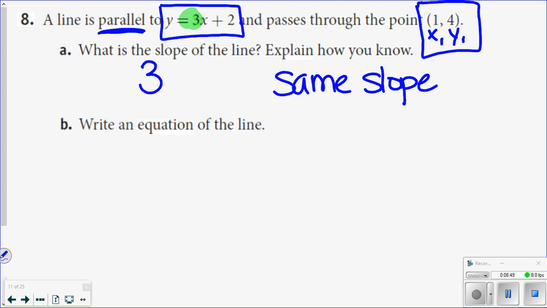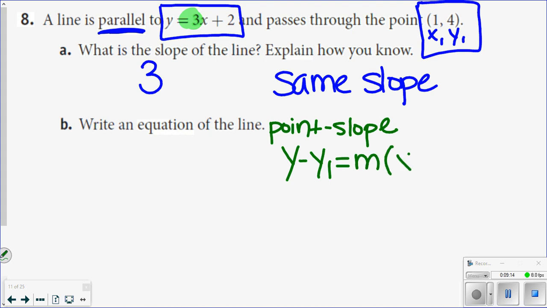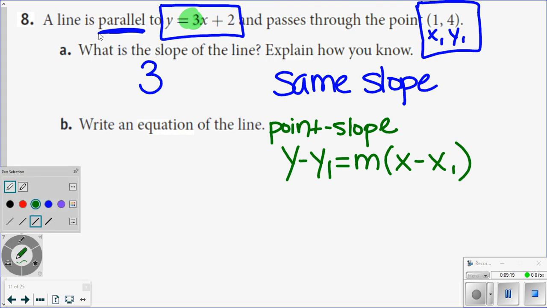Question B says write an equation of the line. Well, if I have the slope from question A and I have a point in my box, this needs to be written in point-slope form. So if you remember, it's y minus y1 equals m(x minus x1). So we're going to do some substitution here.